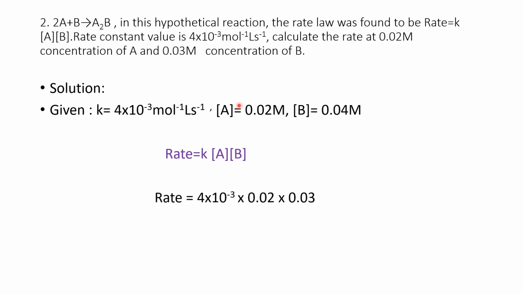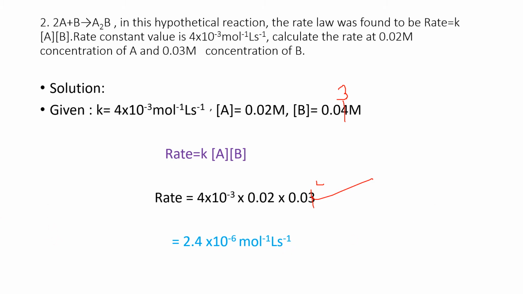So 4 into A, what is the value of A? 0.02, and B is 0.04. Here it is not 4, it's a 3. Okay, I'll just make a change over here. B concentration is 3 here. Here I made a mistake. Okay, concentration is 0.3. This is right. So what will be the answer now? Answer is 2.4 into 10 to the power of minus 6 mole inverse liter inverse.